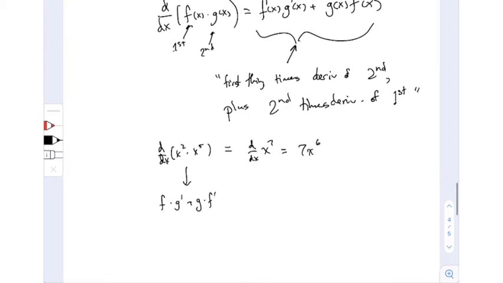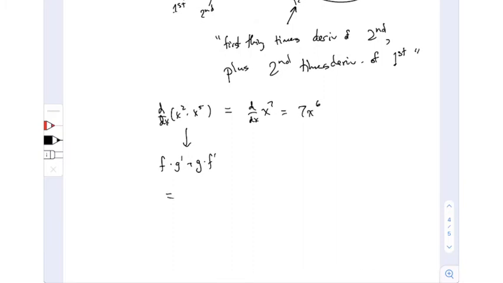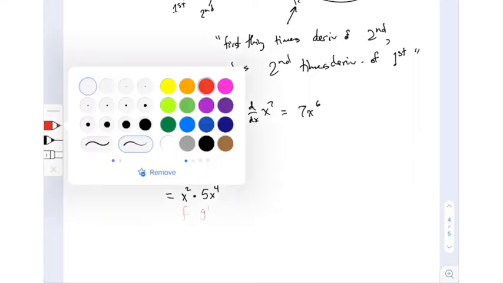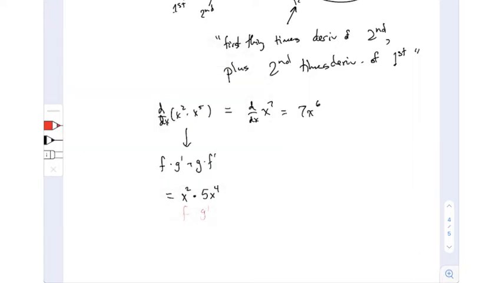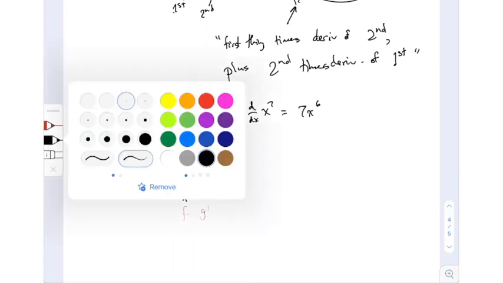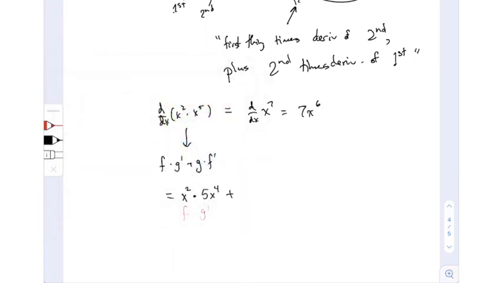What would we get if we actually worked it out that way? The f is the first one, which is x squared, so that would be x squared times, and then the g prime is the derivative of the second one. It would be 5x to the 4, right? That's the f and the g prime. And then we got, plus the g and the f prime. The g is the second part, which is x to the 5. And the f prime is the derivative of the first part, which would be 2x, right?